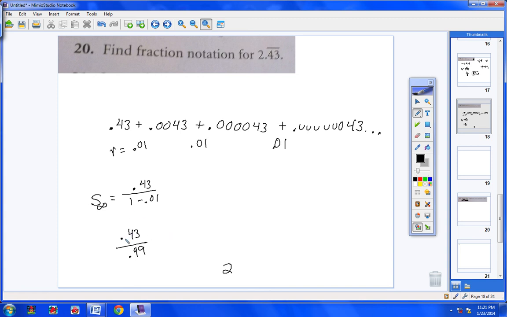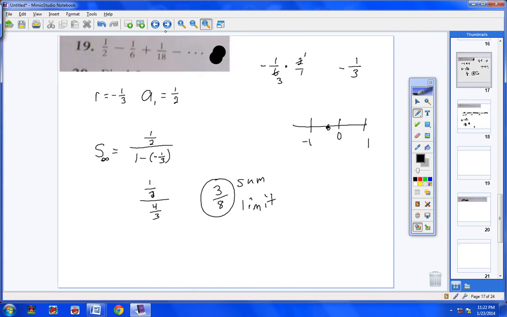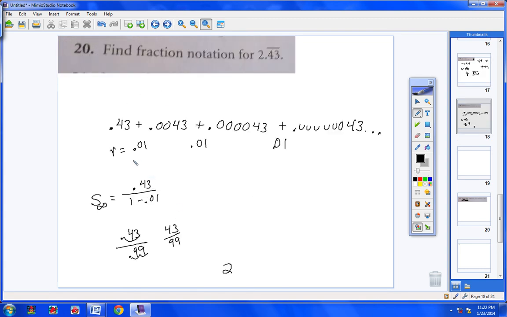Now, if I move the decimal place 2 up top and 2 in the bottom, I end up getting 43 over 99. All right. So remember, I already had the whole number. I had 2.43. So if you don't believe me, type in 43 divided by 99 into your calculator. Go ahead and type in right now. Type in 43 divided by 99, and you'll get 0.4343434343. It works.